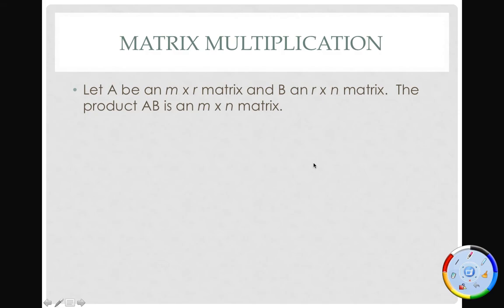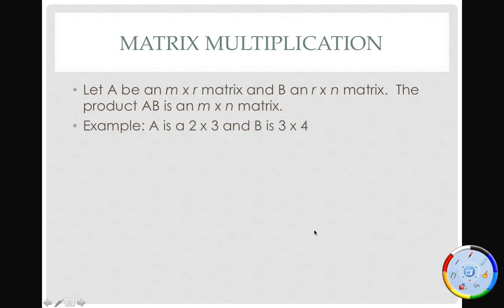If you have an M by R and an R by N matrix, and you multiply them, your result is an M by N. Notice the R's here are the same. That's very important. The columns of the first have to be the same as the number of rows in the second. In this case, I can do A times B, but I couldn't do B times A. There are very cool little things with matrix multiplication here.